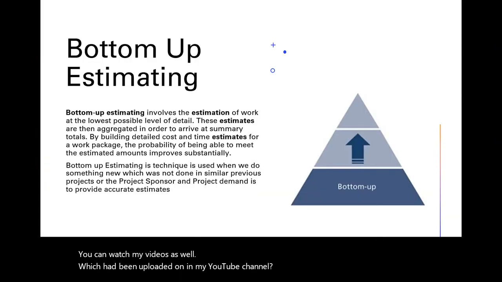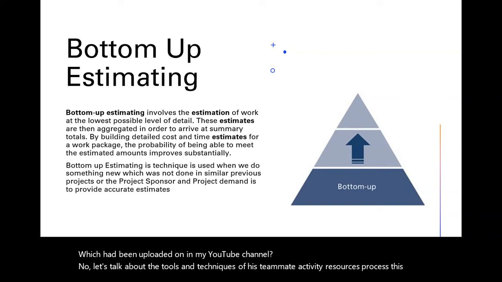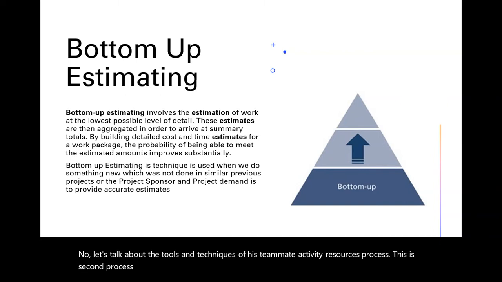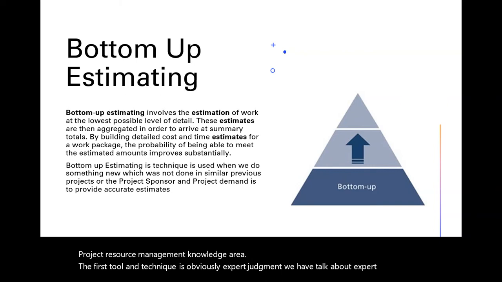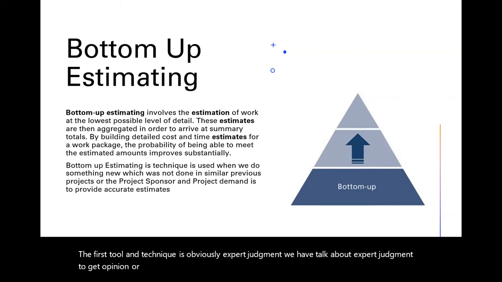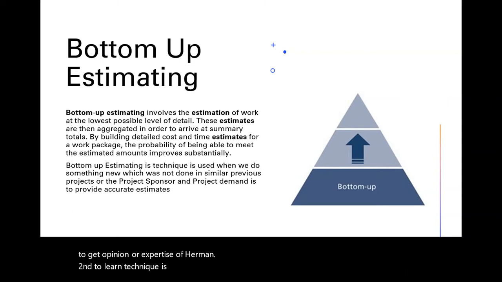Now let's talk about the tools and techniques of the estimate activity resources process. This is the second process of the project resource management knowledge area. The first tool and technique is obviously expert judgment. We have talked about expert judgment to get the opinion or expertise of someone. The second tool and technique is called bottom-up estimating.